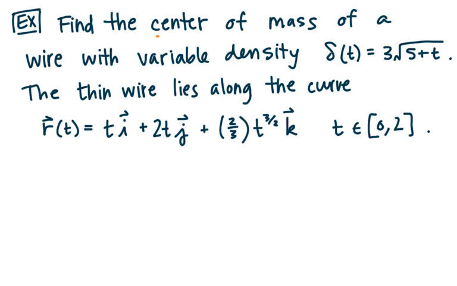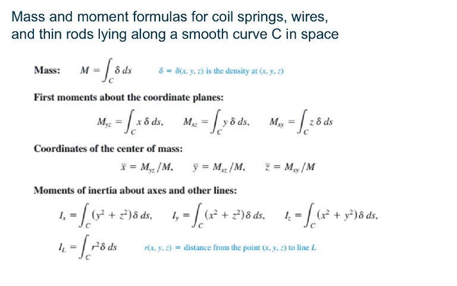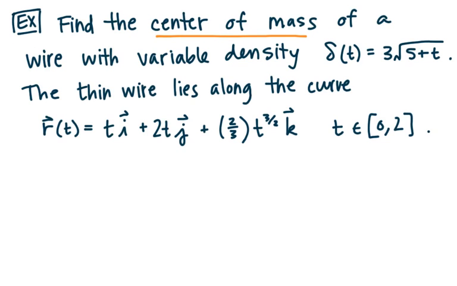Now, in order to calculate center of mass, we need to calculate 4 integrals: the mass, and each of these 3 first moments. The function we're going to be integrating is the density function. And then, of course, we have to find our ds values for each of these. So I'll go ahead and do that first.